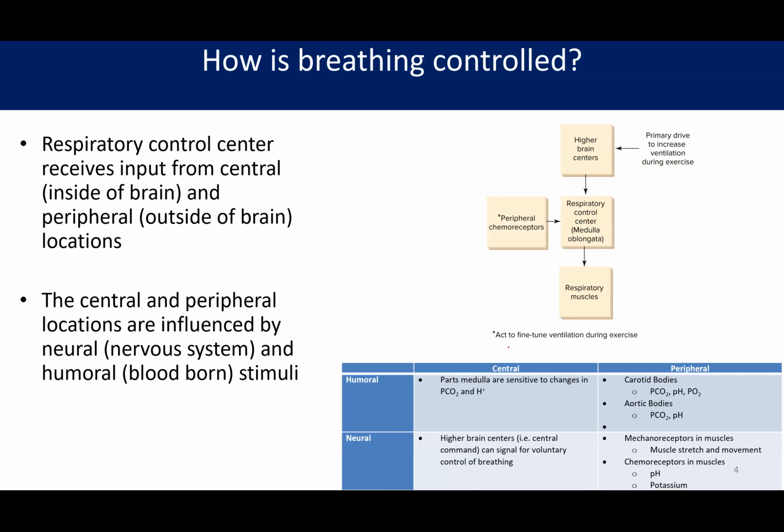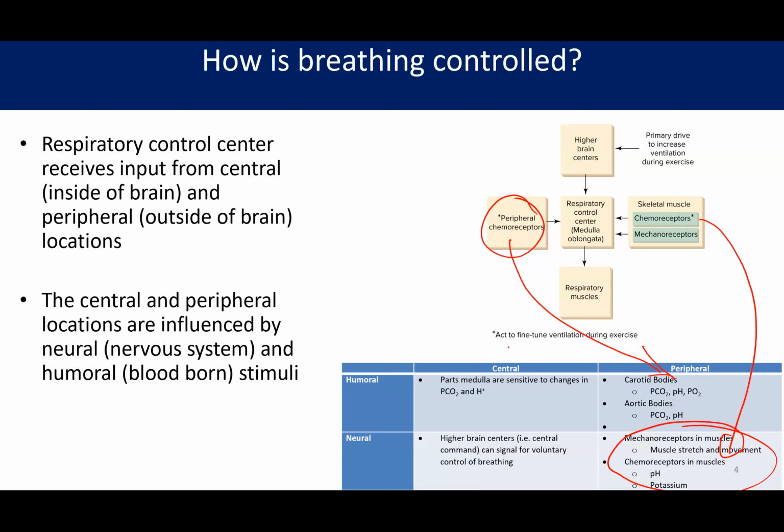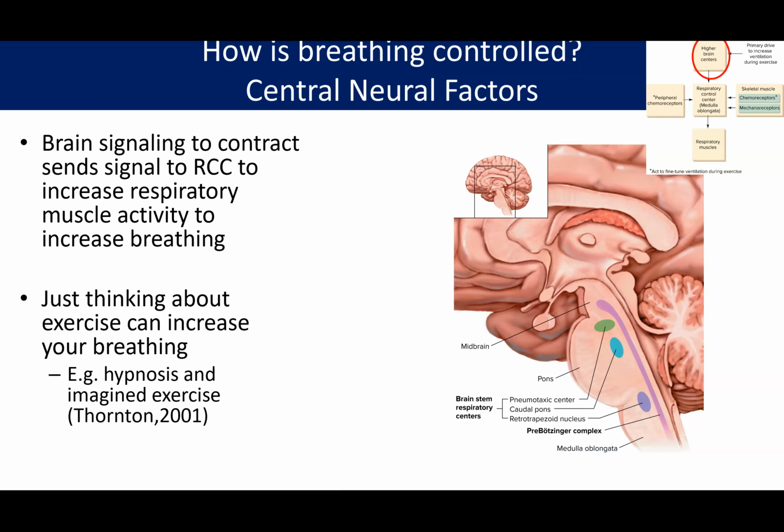Peripheral chemoreceptors, these would be over here in the carotid bodies, aortic bodies. We'll talk about this more in a second. And then skeletal muscle mechano and chemoreceptors. Most of this would kind of fit in the peripheral neural area. There's some things that might come into a gray zone where it might not be clear if it's a peripheral humoral or peripheral neural. If you get into the details, don't worry so much about that. Just remember what's being monitored. So central neural factors.